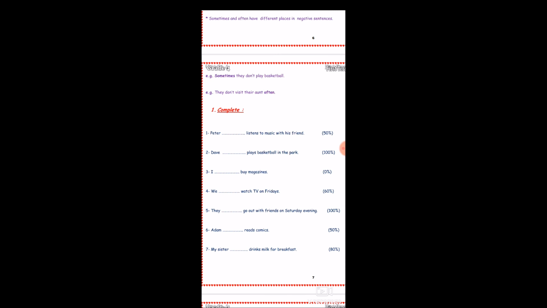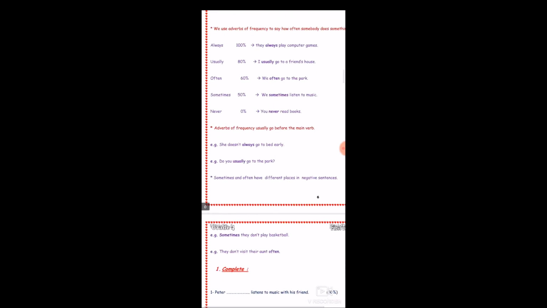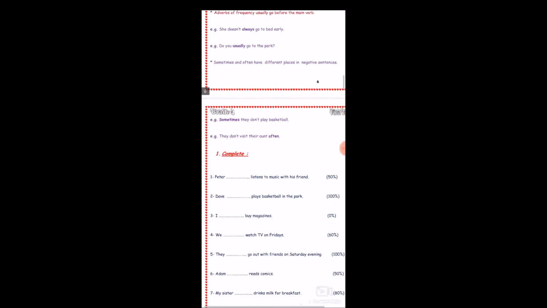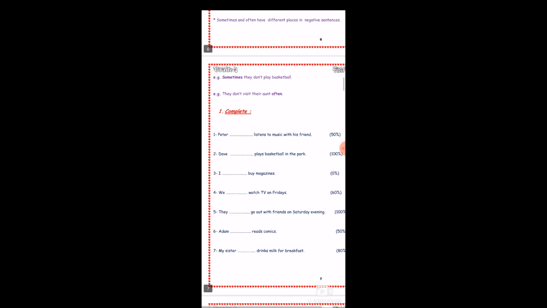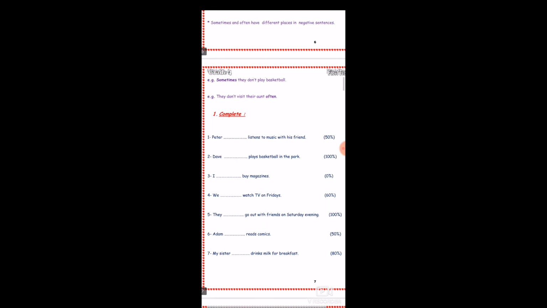I never buy magazines. We space watch TV on Fridays, so it's 60%. And what is 60% is often. So we often watch TV on Friday. They space go out with friends on Saturday evening. It's 100%. So I should use always. They always go out with friends on Saturday evening.